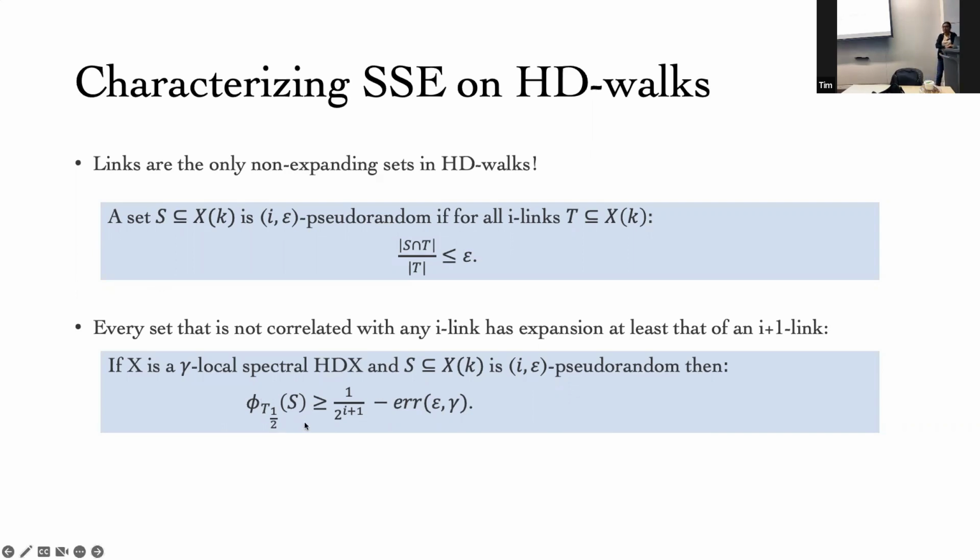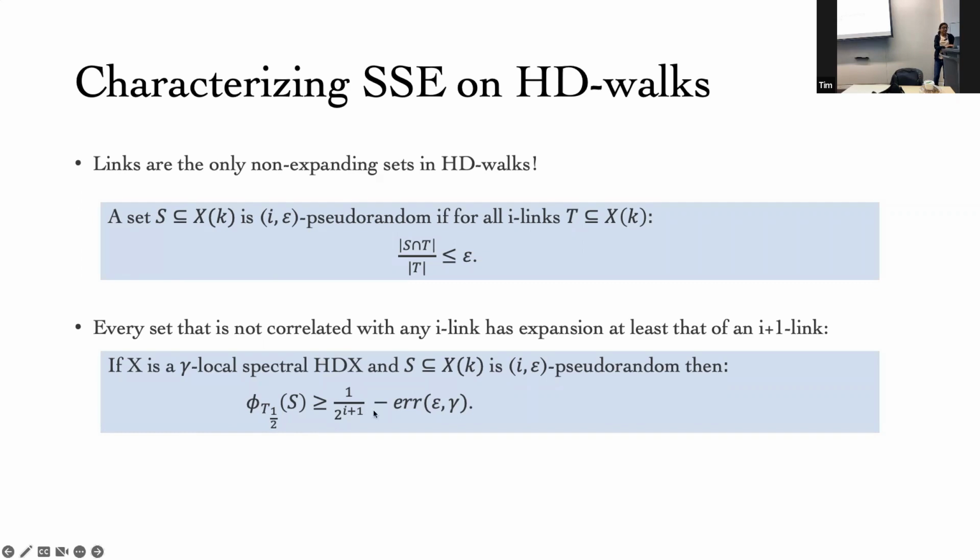Just to clarify, by pseudo-random, we're not saying anything about its predictability by a general function. We're just talking about how it correlates with links. Yeah, it's not like cryptography. I guess it behaves like a random set if the only tests you had were intersections with the links. Yeah. Okay.